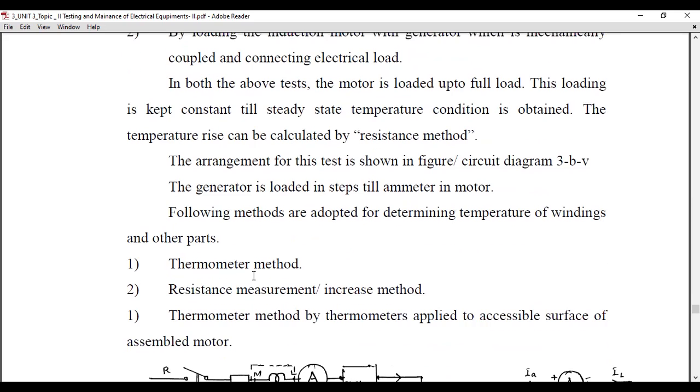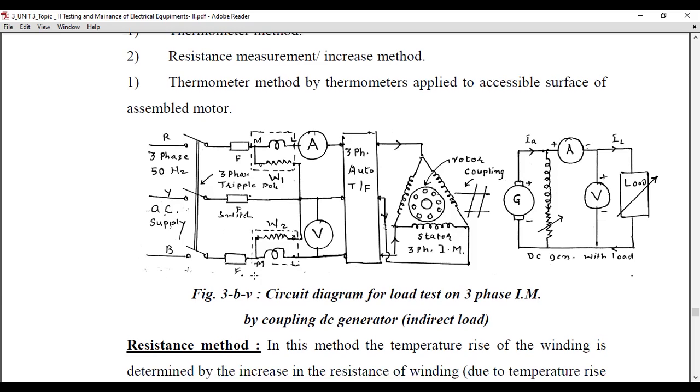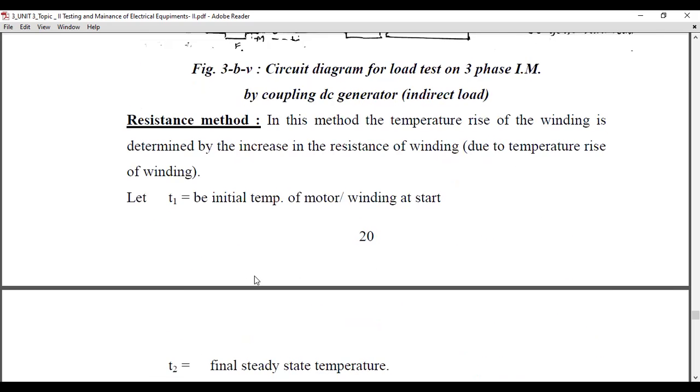The following methods are particularly adopted for determining the temperature of windings and other parts: the thermometer method and the resistance measurement method. Let's see the thermometer method, with thermometers applied to accessible surfaces of the assembled motor. This is the arrangement which is coupled with the DC generator. We will see the practical implementation of both. So let's see what the resistance method is.